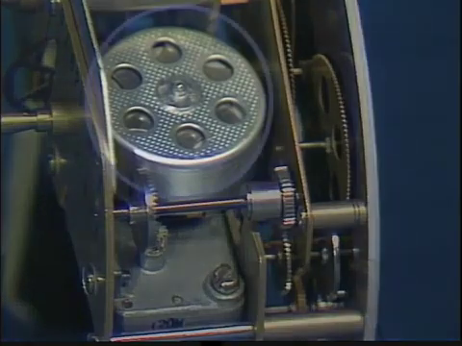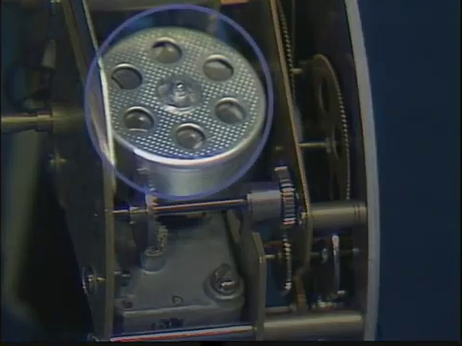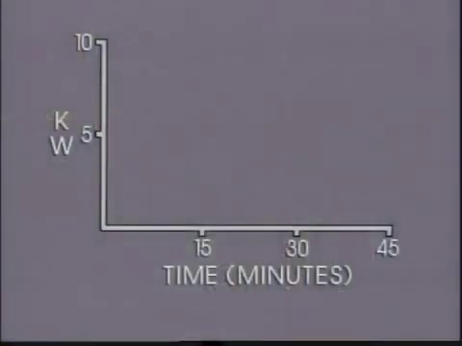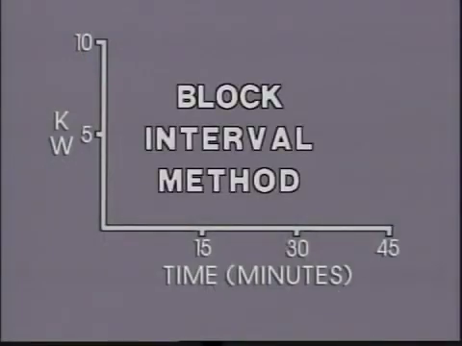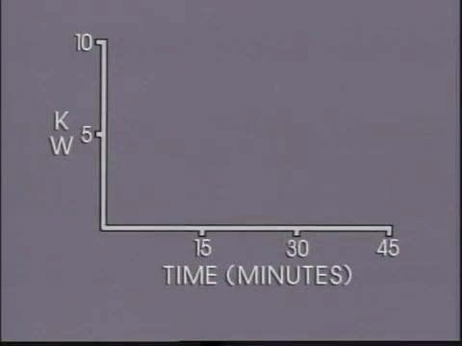The mechanical demand register also has a timing motor to measure the demand interval and cause the pusher arm to reset to 0 at the end of each interval. The principle of how a mechanical demand register responds to and measures demand is called the block interval method. A simplified chart will help us see how this method works. The vertical axis of the chart shows kilowatt load and is marked off in increments of 5 kilowatts. The horizontal axis shows time and is marked off in 15-minute demand intervals.